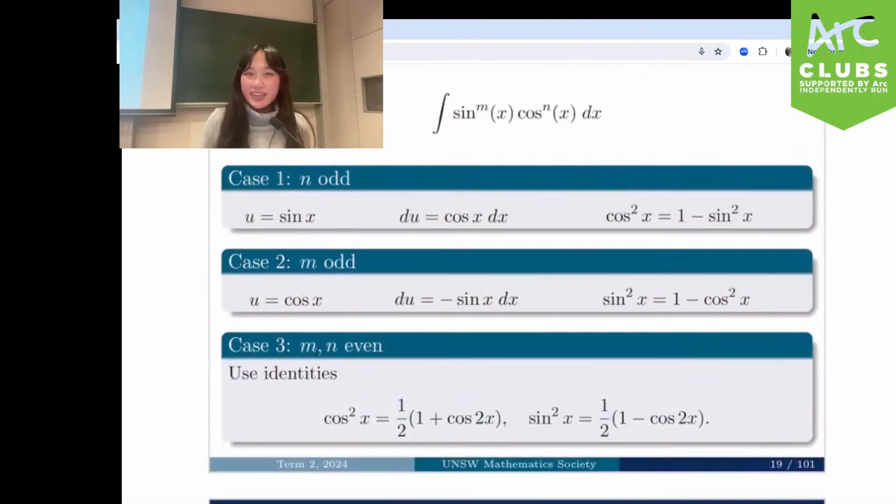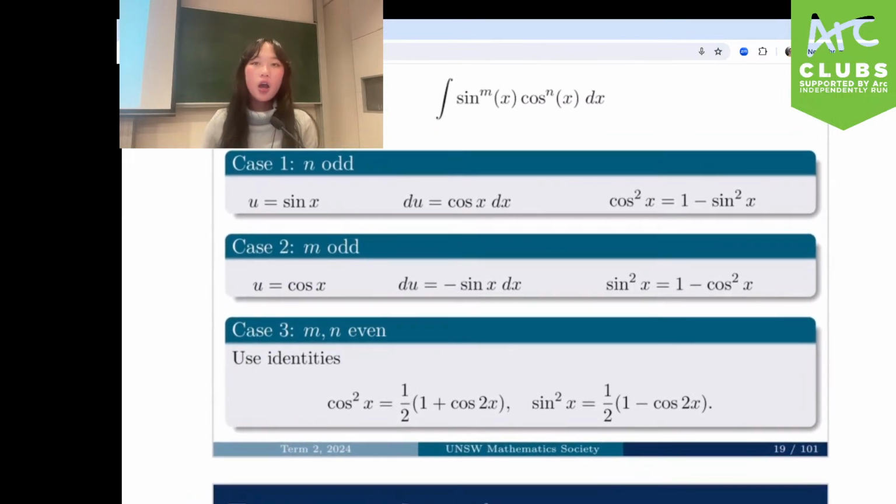All right. Then we have the nightmare case, which is called the nightmare case because it's not as simple as the above two cases, where neither m nor n are odd and where both of them are even. So if both m and n are even, what we have are some double angle identities that we can use.